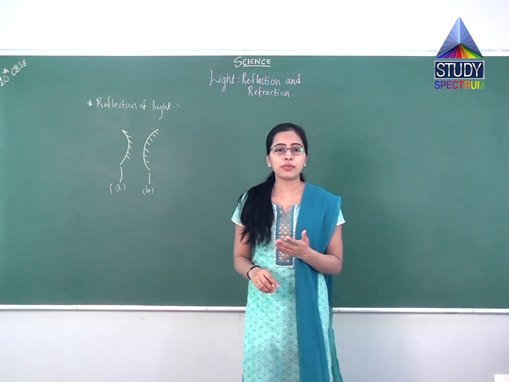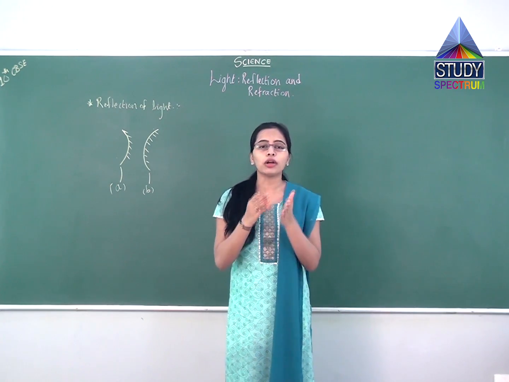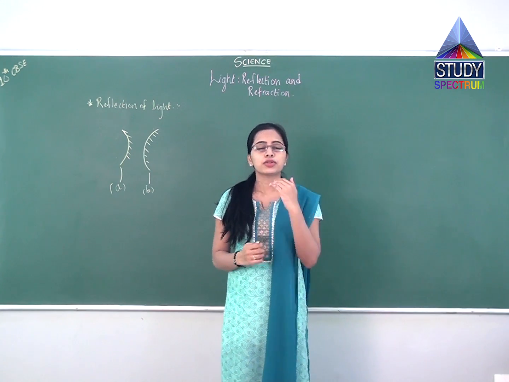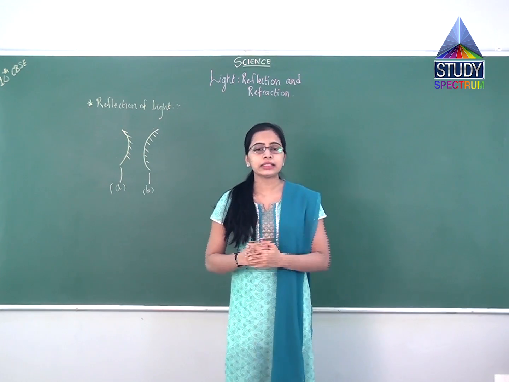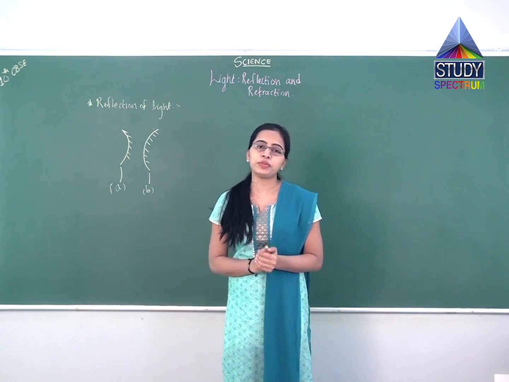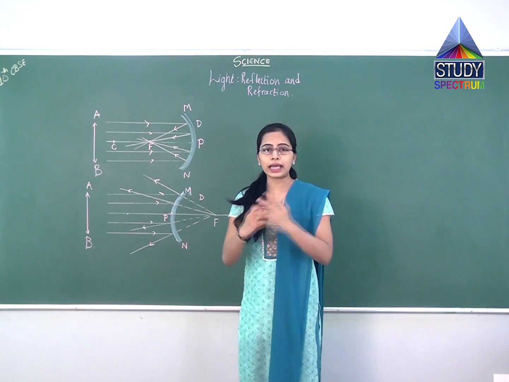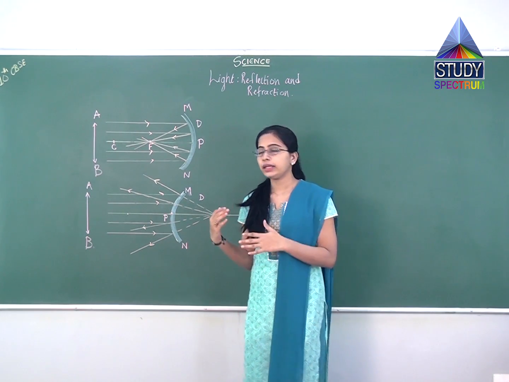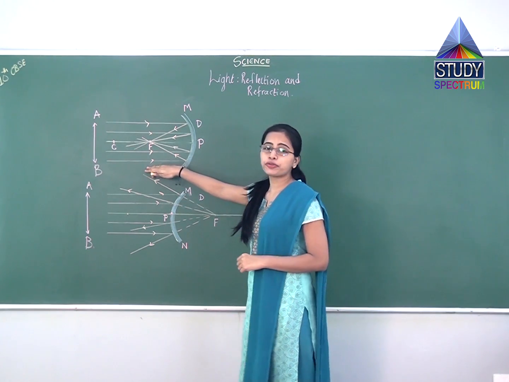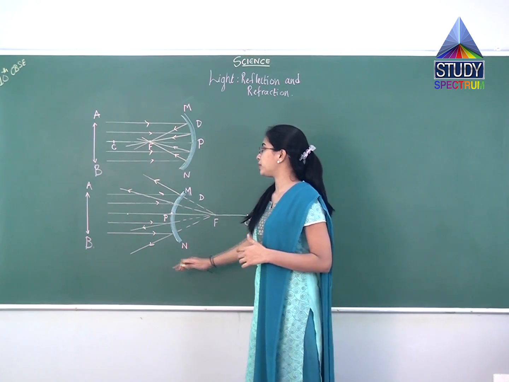Now I had given you the example of the spoon. The inward surface of the spoon will act as a concave mirror and the outward surface of the spoon will act as a convex mirror. So now we will study the characteristics of these mirrors and also the images formed by these mirrors. In order to study the characteristics of spherical mirrors, here I have drawn two figures that you can see. First, image formation by concave mirror, and second, image formation by convex mirror.